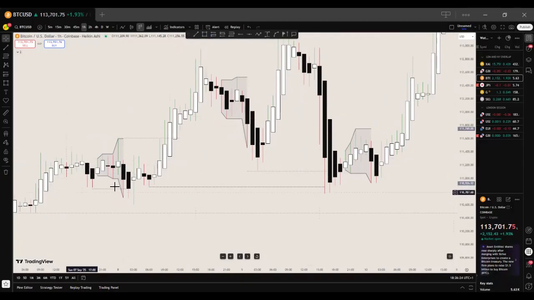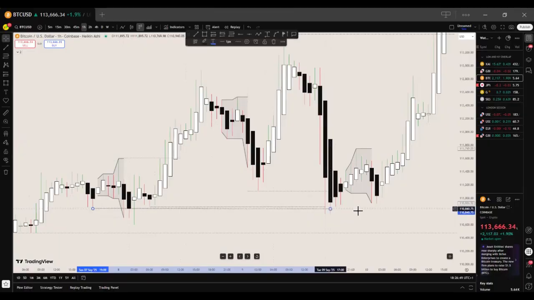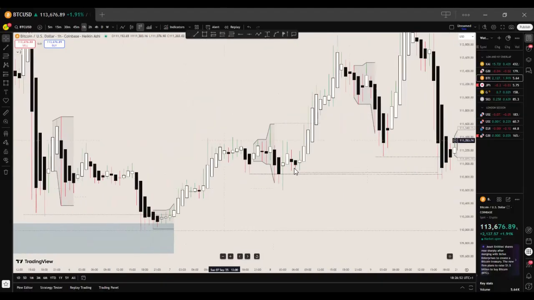So price swept this liquidity, broke structure, retraced a little, gave me a structural liquidity, broke structure again. But before price broke this high, I can see that I have an internal liquidity. So what did I do? I used this QMR as my order block, as my POI. Price swept this liquidity, broke structure.